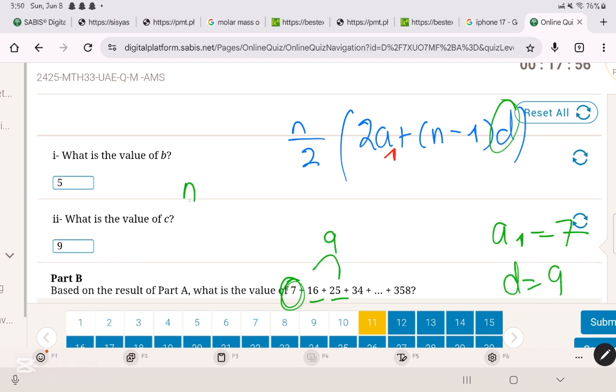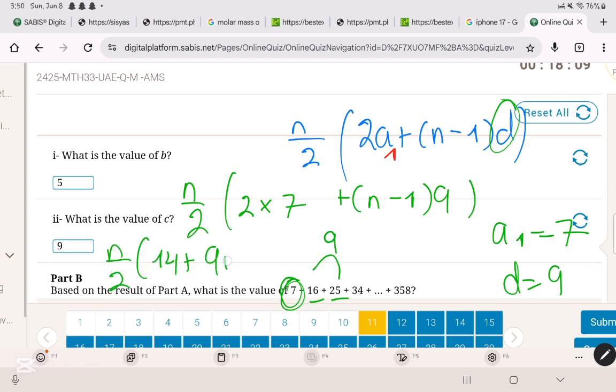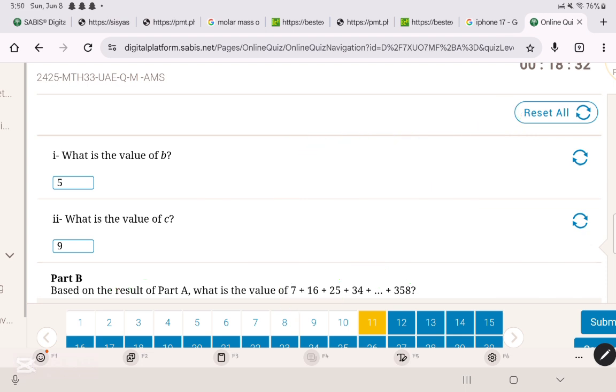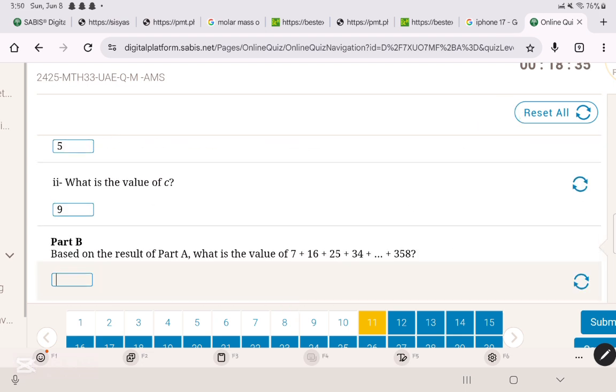So substitute it. It will be n over 2 times 2 times 7 plus n minus 1 times 9. Expand: n over 2 times 14 plus 9n minus 9. Now simplify, you will get n over 2 times 9n plus 5. As you can see, it's the exact same answer. So these are two ways on how to do it, and using both ways you got the same answer.